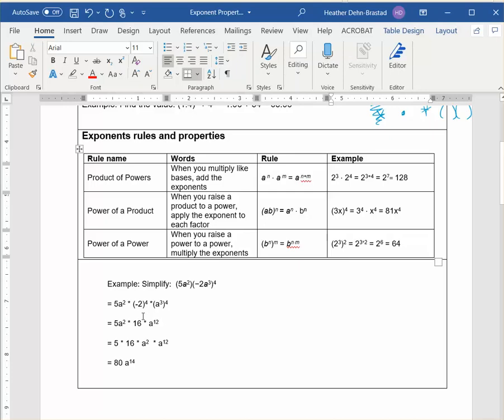And then for the a to the third to the fourth, we're going to use the power of a power rule, which says that when you raise a power to a power, multiply the exponent. So that's a to the 12th.